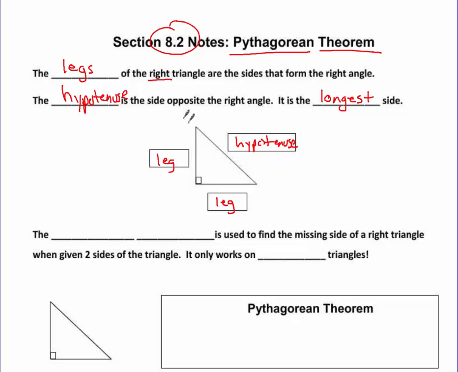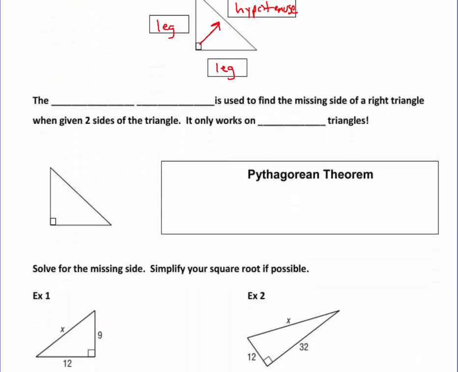And remember, it said that the hypotenuse is opposite the right angle. So if this is the right angle, opposite means it's across the triangle from it. Opposite is going to be a big important word for us in the next week or two. Okay, so the Pythagorean theorem, which you've seen before, is used to find the missing side of a right triangle when you're given two sides. It only works on right triangles.